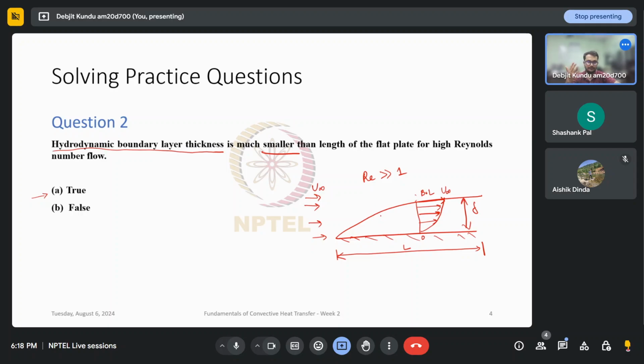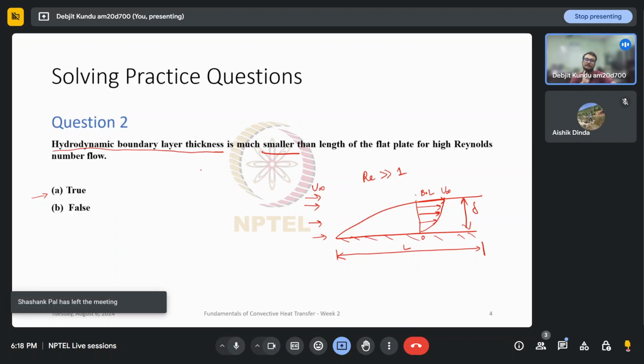In the context of heat transfer or convection in particular, we will learn about thermal boundary layers as well, but as of now the question relates to the hydrodynamic boundary layer, and the statement is telling us whether this is much smaller than the length of the flat plate or not. So mathematically put, given the Reynolds number is high, whether delta is smaller than L or not.